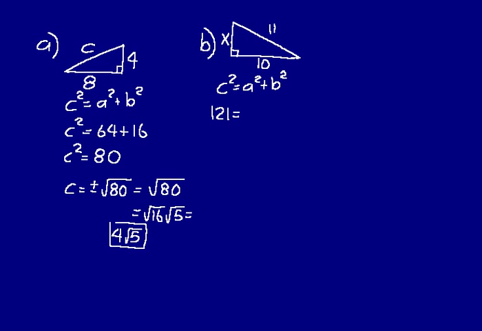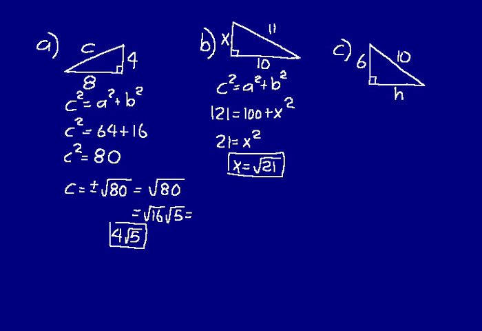It doesn't matter which one we say is A and which one is B. I'll say the A is 10, so that would be 10 squared, or 100. And then B squared is just the X, so we'll say X squared. Subtract 100 from both sides, and we'd have 21 equals X squared. And so X would equal the square root of 21. And that would be the length for X. We can't simplify that anymore, so that's our answer, square root of 21.